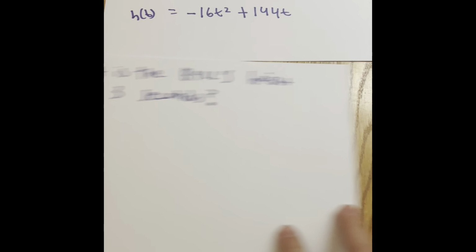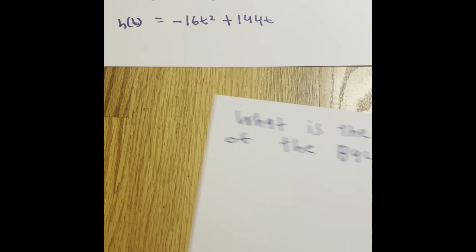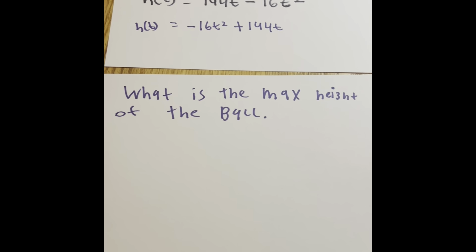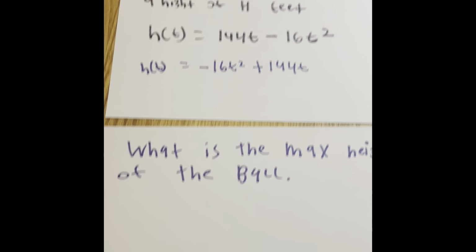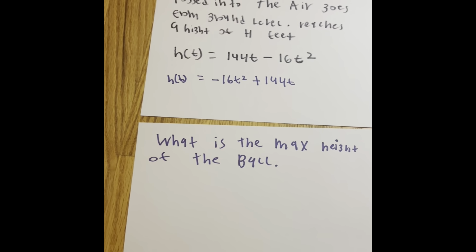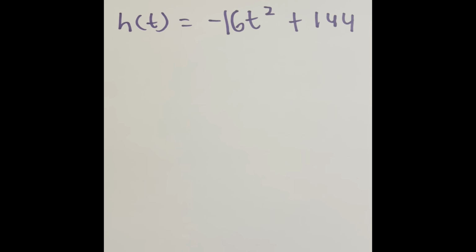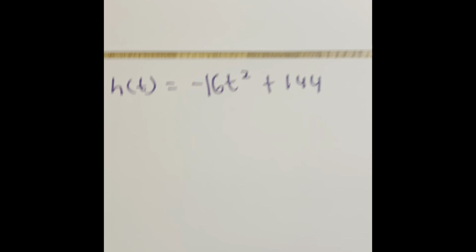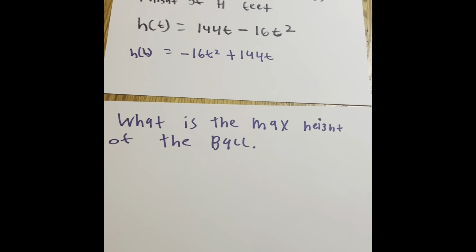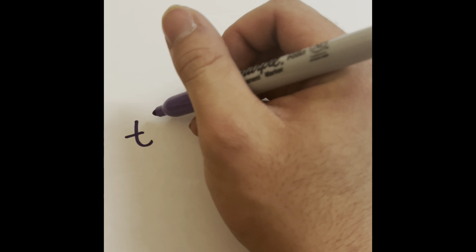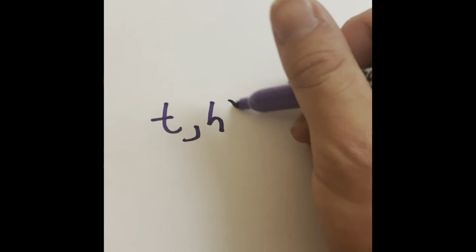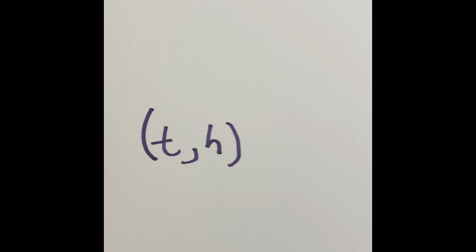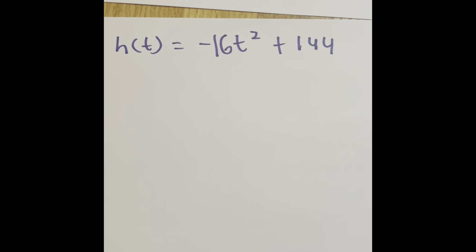But now, here comes the next one. What is the max height of the ball? The problem is, we don't really have any values given to us. All we have is the equation right over here. This time, we need to understand the max height of the ball, which means we have to understand t, the seconds that passed over time, and also h, the maximum height of the ball. We don't know either of them, so what we have to try to do is factor this equation and see what happens.